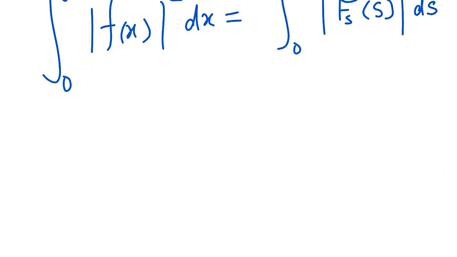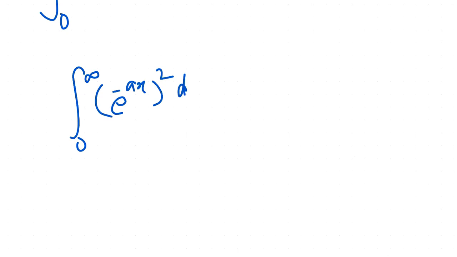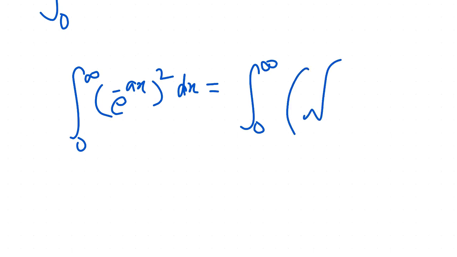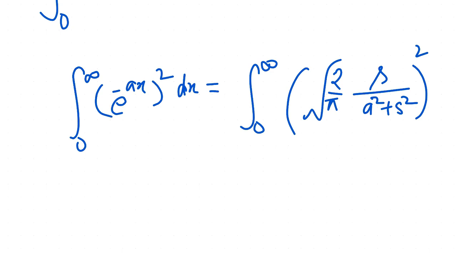Now let us put the value: integration from 0 to infinity of (e to the power minus ax) whole square dx is equal to integration from 0 to infinity. And now let us put the value of the transformation for sine. It is square root of 2 by pi into s over a square plus s square. And we are taking the whole square, that is why we are taking here whole square, and ds.